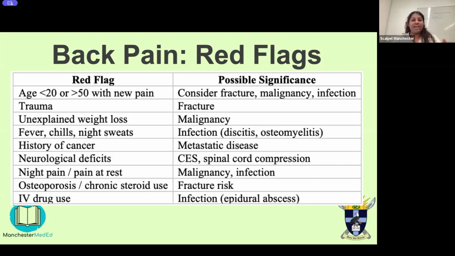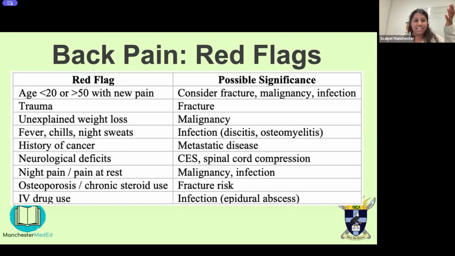Memorize this, do whatever. I remember there was a saying called tuna fish or something like that for back pain. I will put that in another slide before the slides get sent out. But basically, you need to know all of these red flags for back pain. Age under 20 or age above 50 with a new pain. So why do we care? Really young people, we want to think of malignancy. We want to think of infection. Really old people, we want to think of malignancy. We want to think of infection. Anyone, consider a fracture. Trauma, fracture.